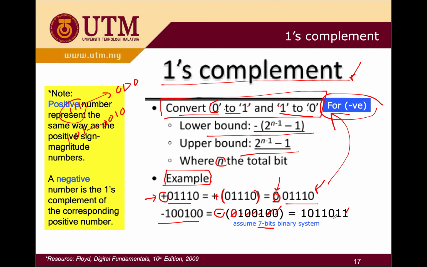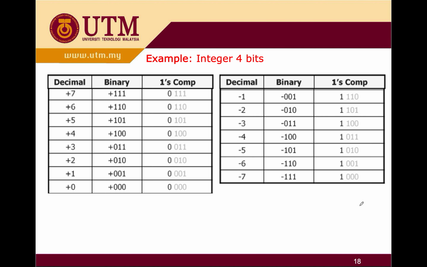This is 0, you change it to 1. This is 1, you change it to 0. 0, 0, 0, you change this to 1, 1. And then you get 1, 0, which is 0, 1. This is how you change it for the negative numbers for first complement.